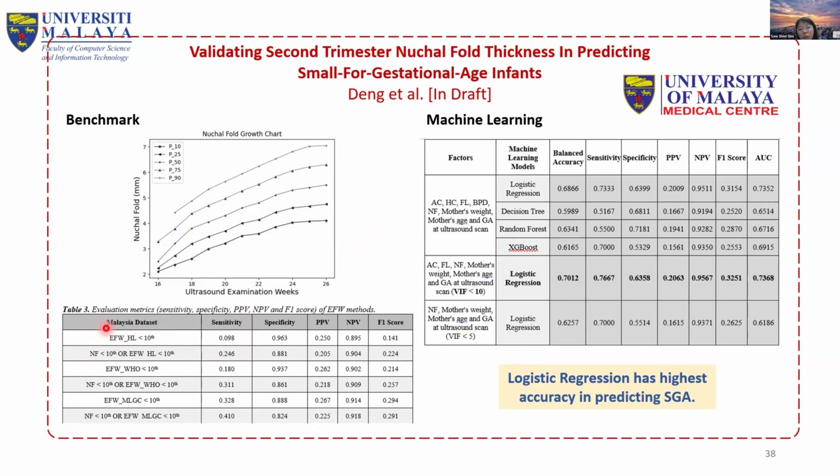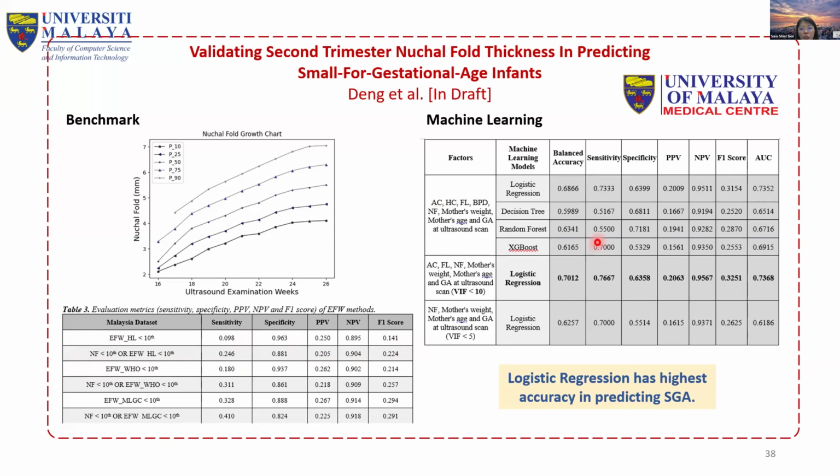EFW over here is estimated fetal weight, where the current clinical guideline uses this fetal weight to judge whether the baby is small or not. And we propose that we should also look into the nuchal fold as well, okay? And we show that if we add in the nuchal fold, the sensitivity increases, specificity drops a bit, but overall the F1 score increases.